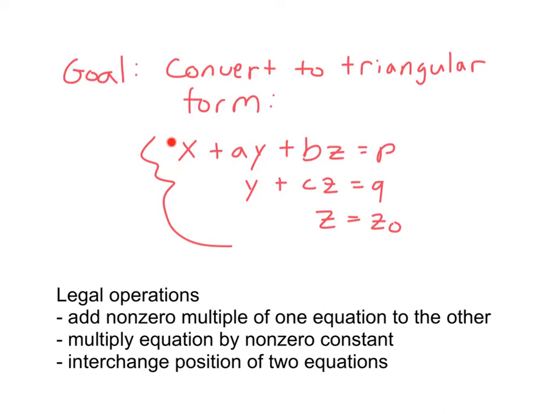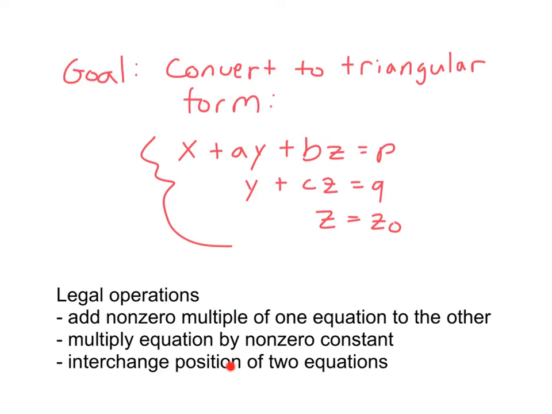But notice that there's a leading 1 in front of the x, and a leading 1 in front of the y, and a leading 1 in front of the z. So there's no other number out there. In order to be able to do this, there are legal operations you're allowed to do. The first is that we're allowed to add non-zero multiples of one equation to the other, and you'll see what that means in a minute. And then also multiply equations by non-zero constants and interchange positions between 2 equations. These are the 3 things we're allowed to do.